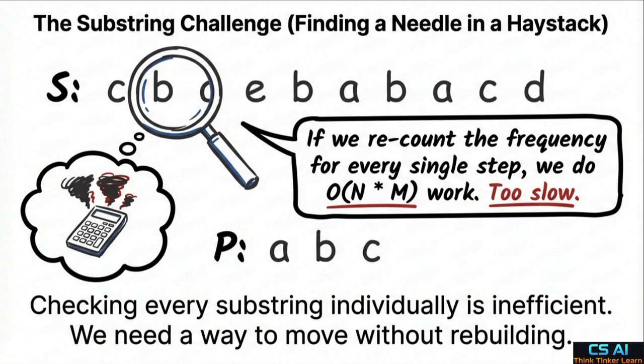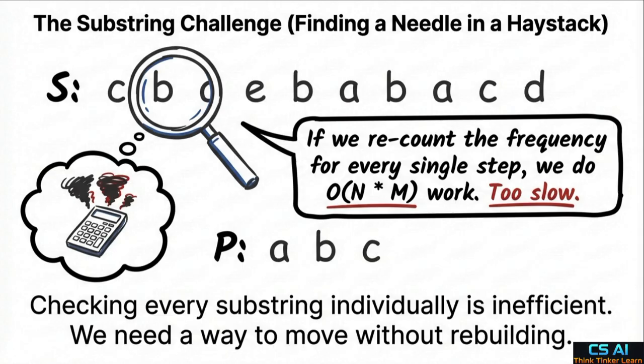Things get interesting when we move into substrings. Imagine searching for a pattern ABC within a long string S. This is the classic needle in a haystack problem. If we take a magnifying glass and recalculate the character frequencies for every single three-letter window, we end up doing O(n × m) work. This is the calculator on fire scenario. It's too slow because we are doing redundant work.